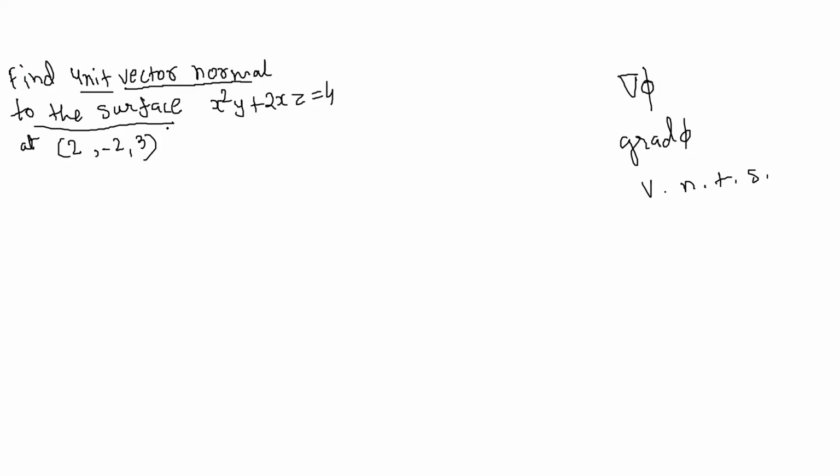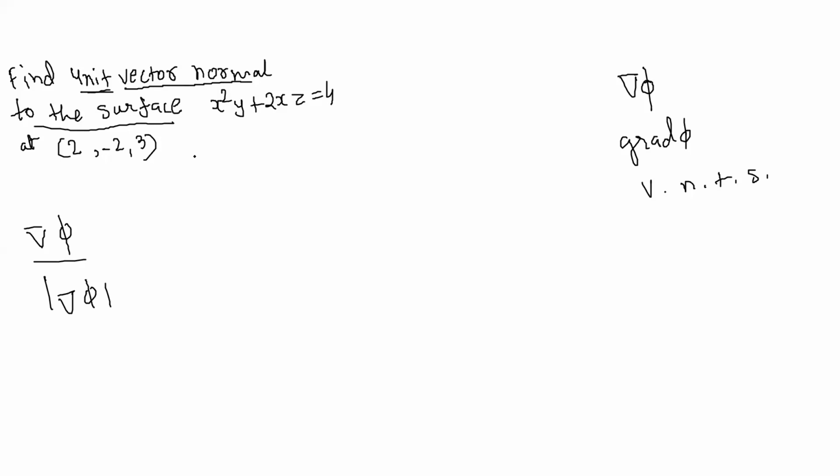So how will you find that? Ma'am, nabla phi upon mod of nabla phi. Wonderful. So for this question, you have to give me nabla phi upon mod nabla phi. Because this becomes a formula if you want to find the unit vector normal to the surface.